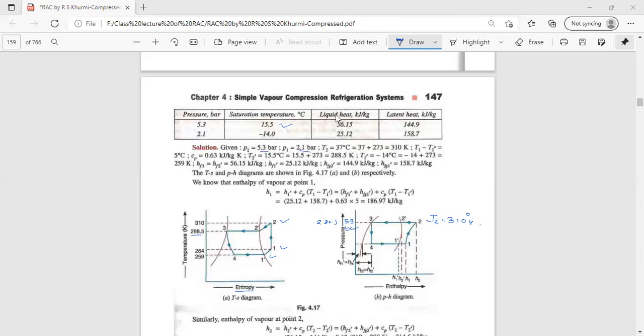Okay, T1 dash, which is minus 14 degrees centigrade here, is given as minus 14 plus 273, which is equal to 259 Kelvin here. That is 259 Kelvin.